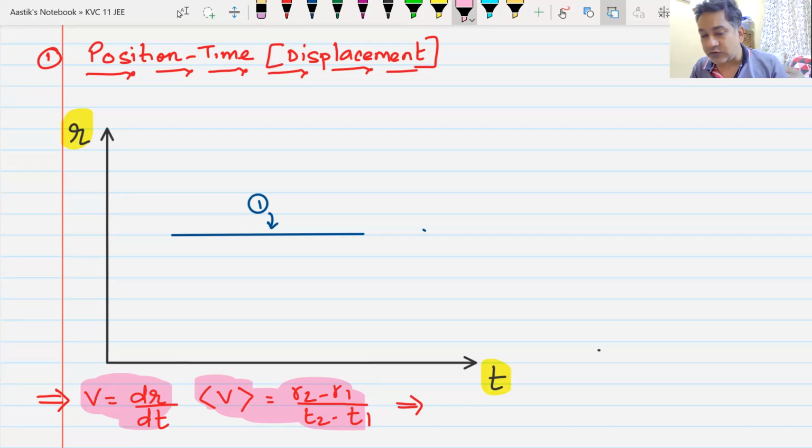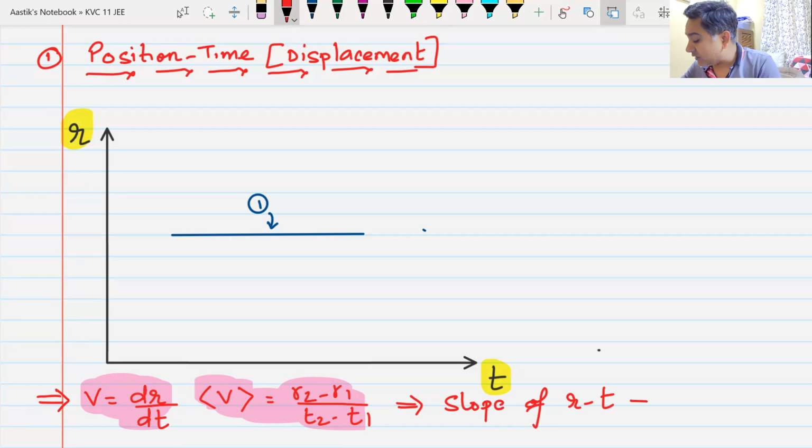And what can we find out? You can also find out its velocity from the position time graph. The slope of what? Slope of RT. What do you mean by R? What do you mean by T? R means position, T means time. The slope of RT graph will always give me the velocity of the particle. Do we understand this?